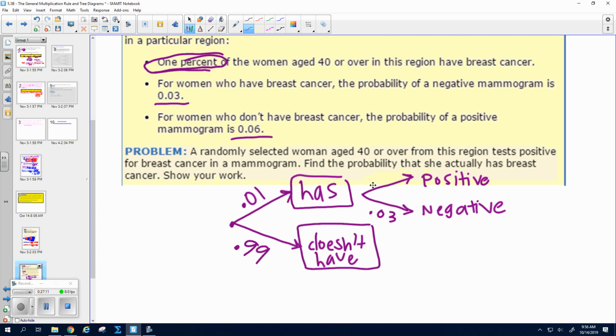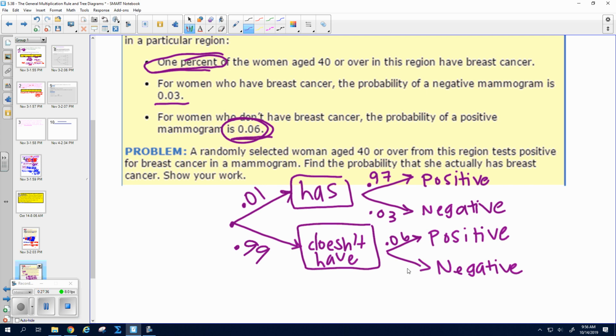Yep. All right, and then same thing, we got to build from the don't have it. You can still get a positive test result even if you don't have it, or a negative test result. So for the women who don't have breast cancer, the probability of a positive mammogram is 6%. So doesn't have it, positive is 6%. So Allison, what's the probability of a negative? 0.94.